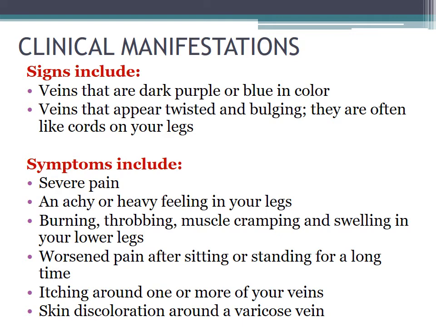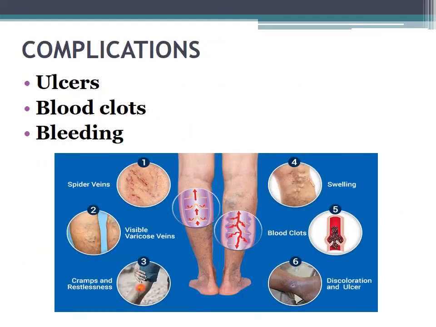And there's definitely going to be skin discoloration around these veins as well. Skin discoloration is nothing but the color of the skin tends to change, and eventually, as I told you, the condition becomes complicated and even progresses. Again, the skin can take on a very leathery appearance, eventually leading to ulcers and even bleeding as well. So those are the complications, as you see in this picture: ulcers, blood clots, and bleeding.